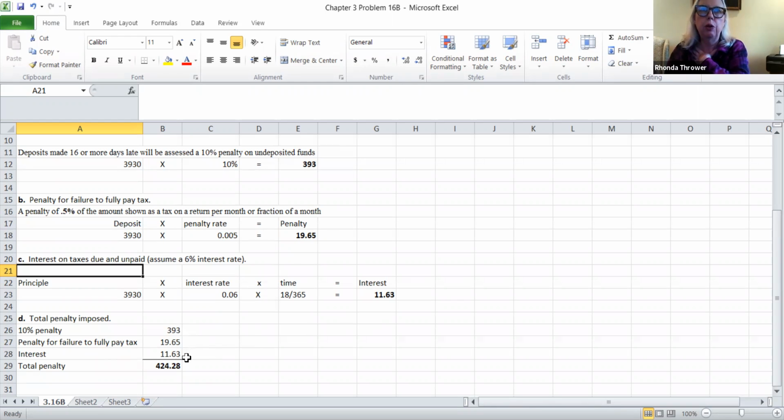You can see all three of these together stack up to be a pretty hefty penalty, considering that the tax deposit was only $3,930. That's a pretty big percent penalty there if you calculated that out. So it's very important for you to file on time so that you won't have these types of penalties. This is how you calculate the penalties if you're asked a question about that on the test.